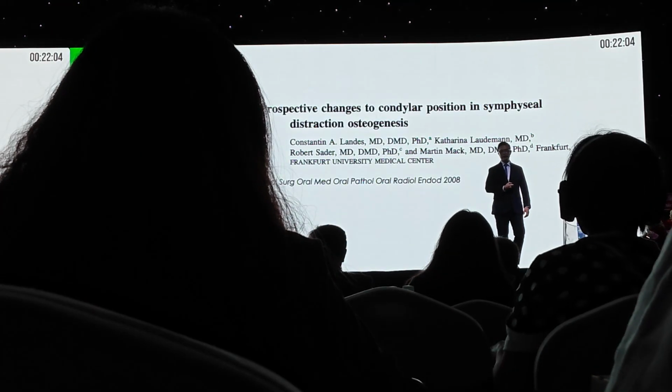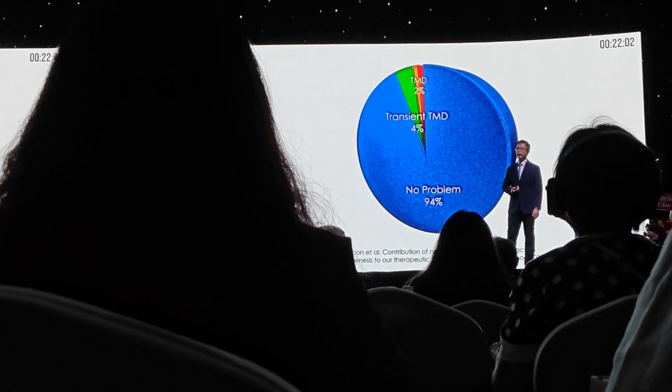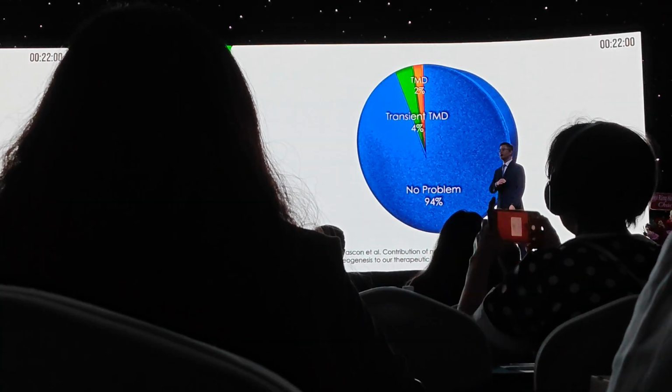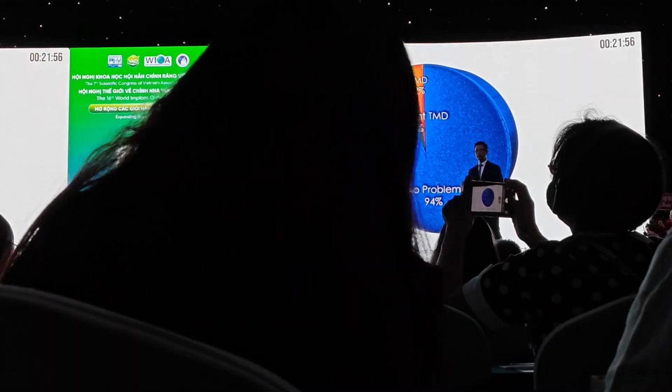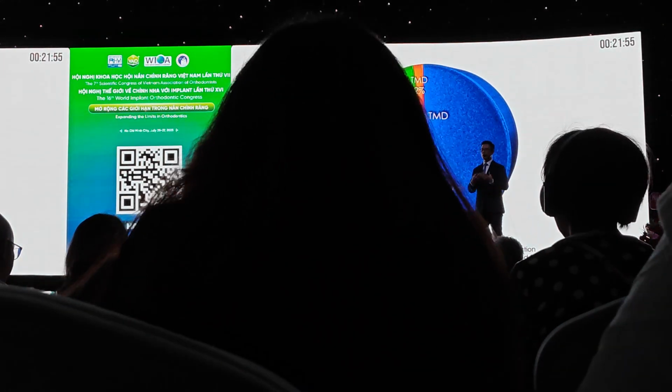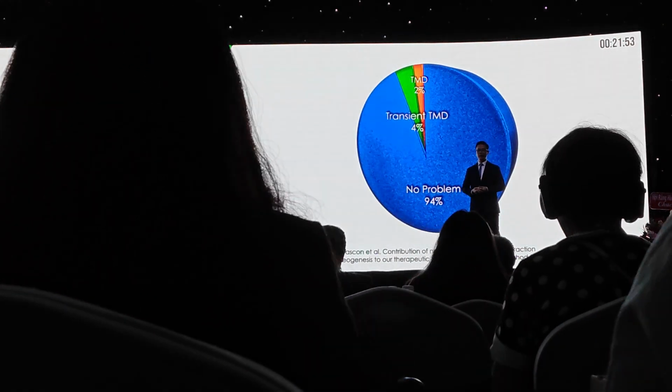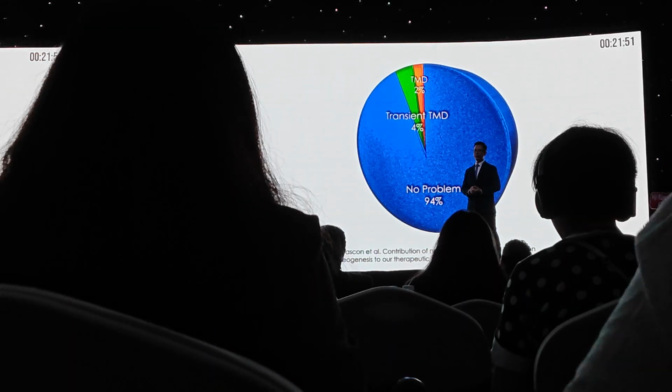And in one study, they looked at the patients. Most of the patients don't have any symptoms. But some patients have transient TMJ symptoms, about 4%, such as clicking and popping sounds. Only 2% of patients have a TMD.